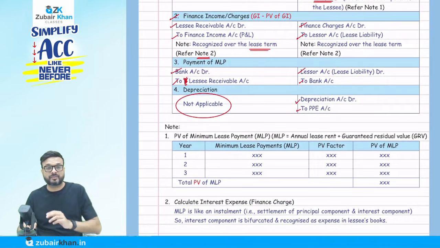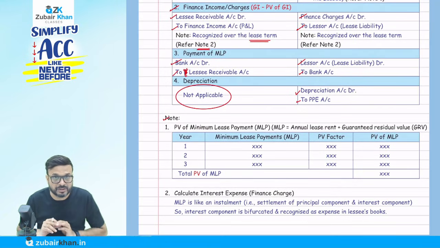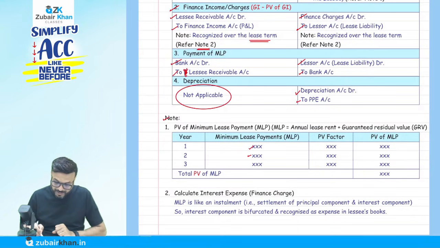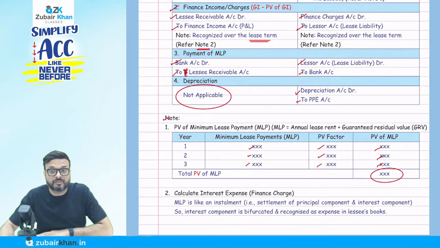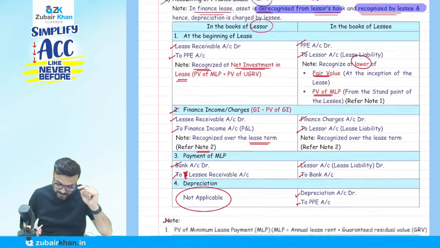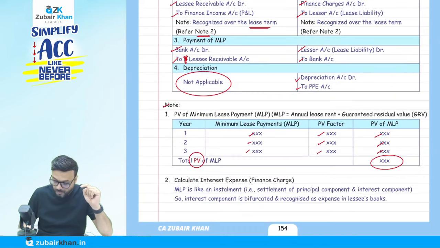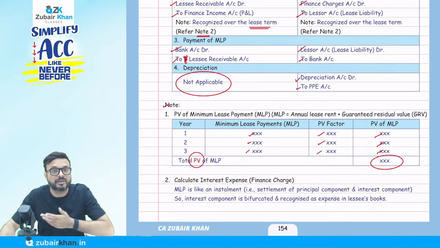Now how to calculate the present value? One table is given there. Whatever they mention in the question, the minimum lease payment, we will multiply with the present value discounting factor to get the present value of the minimum lease payment, and the total will come here. So what is the minimum lease payment? It is the guaranteed residual value and the payments made by the lessee over the period of time. But we recognize here the present value of the minimum lease payment. So how to calculate the present value? Multiply by the present value factor that they will give in the question.